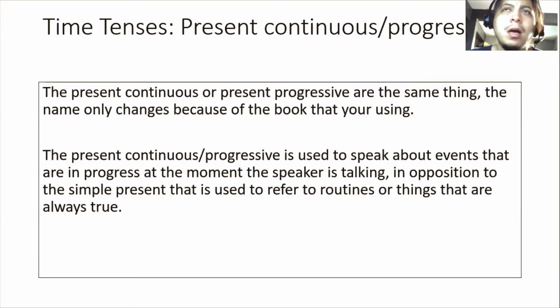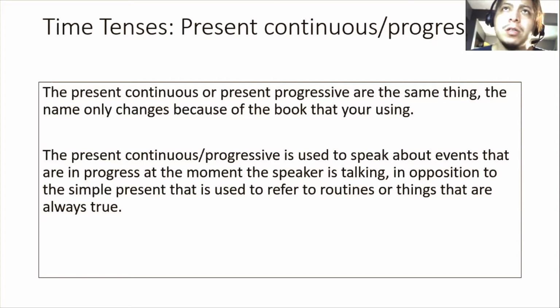When you say I work at the university, it means I normally work at the university. That is what I normally do. It is my routine. In the present continuous or present progressive, things are going to be a little bit different. When you're using the present continuous or the present progressive, it means in this moment. It means right now. The present continuous is the one that speaks about this specific moment.